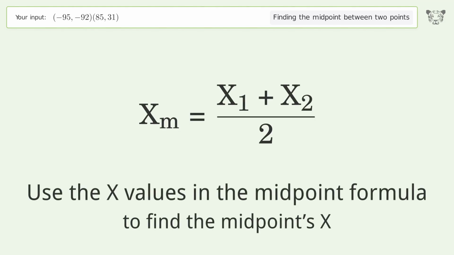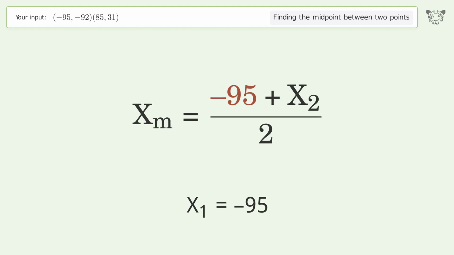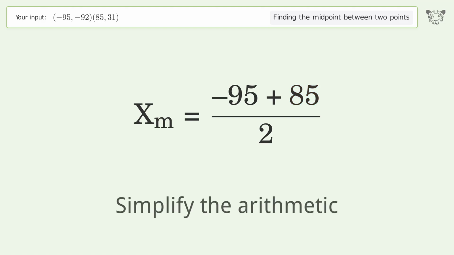Use the x values in the midpoint formula to find the midpoint's x. x1 equals -95. x2 equals 85. Simplify the arithmetic.